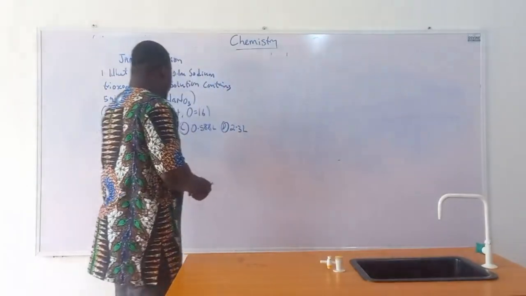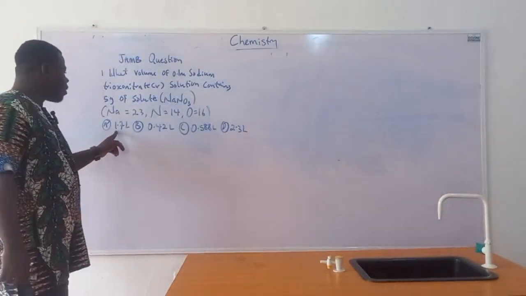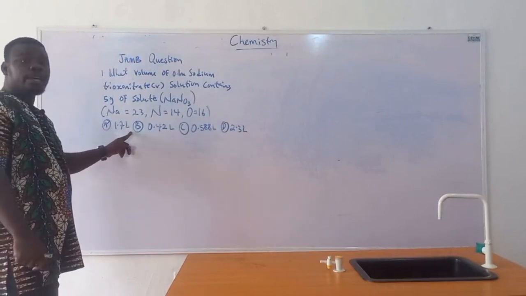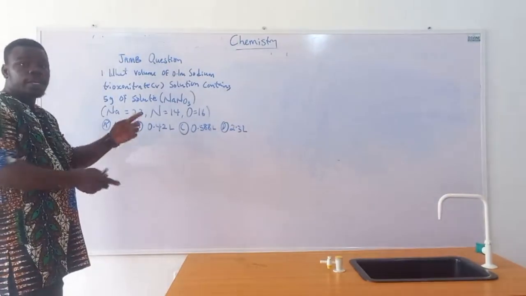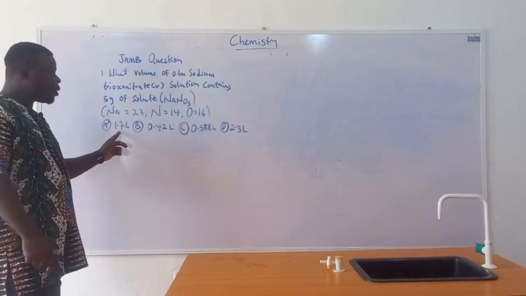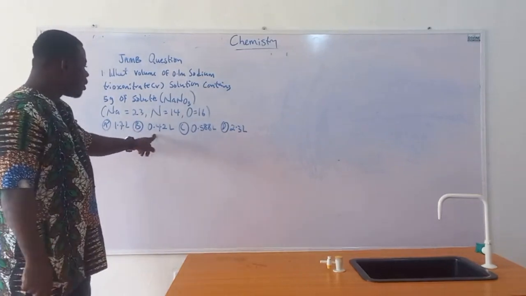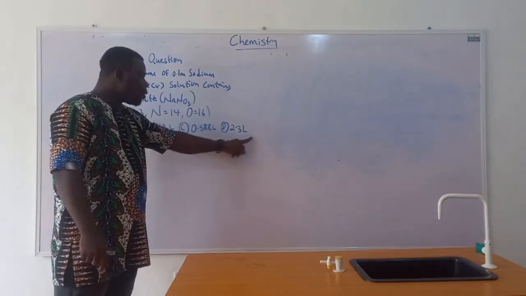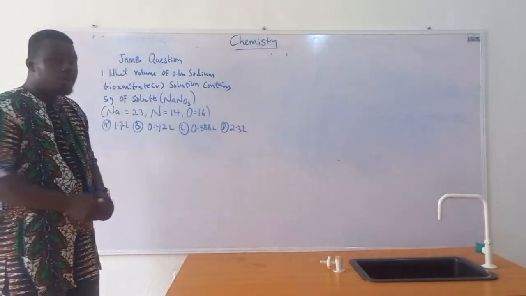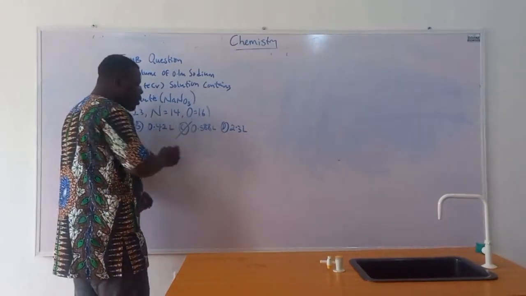Now, if we look at the options, we are given 1.7 liters. We are given our volume in liters, but we calculated for dm cube, so we can just easily switch. So 1.7 liters, 0.42 liters, 0.588 liters, and D 2.3 liters. So the answer is definitely C.